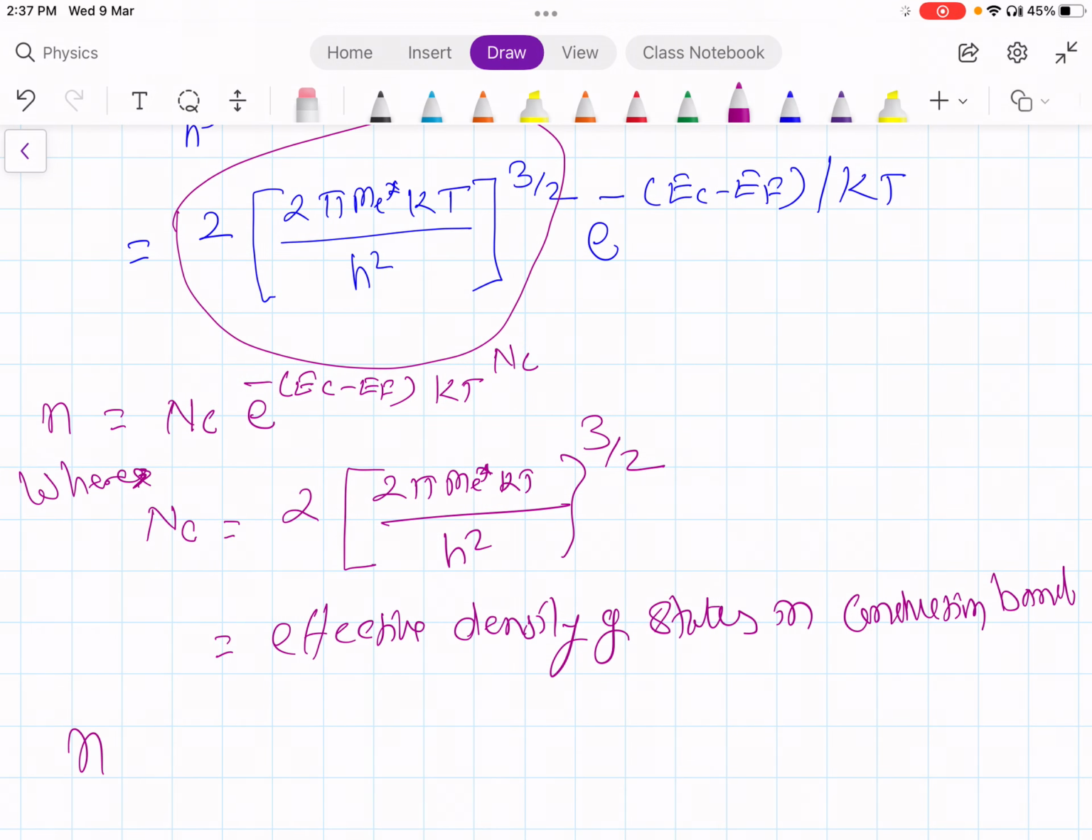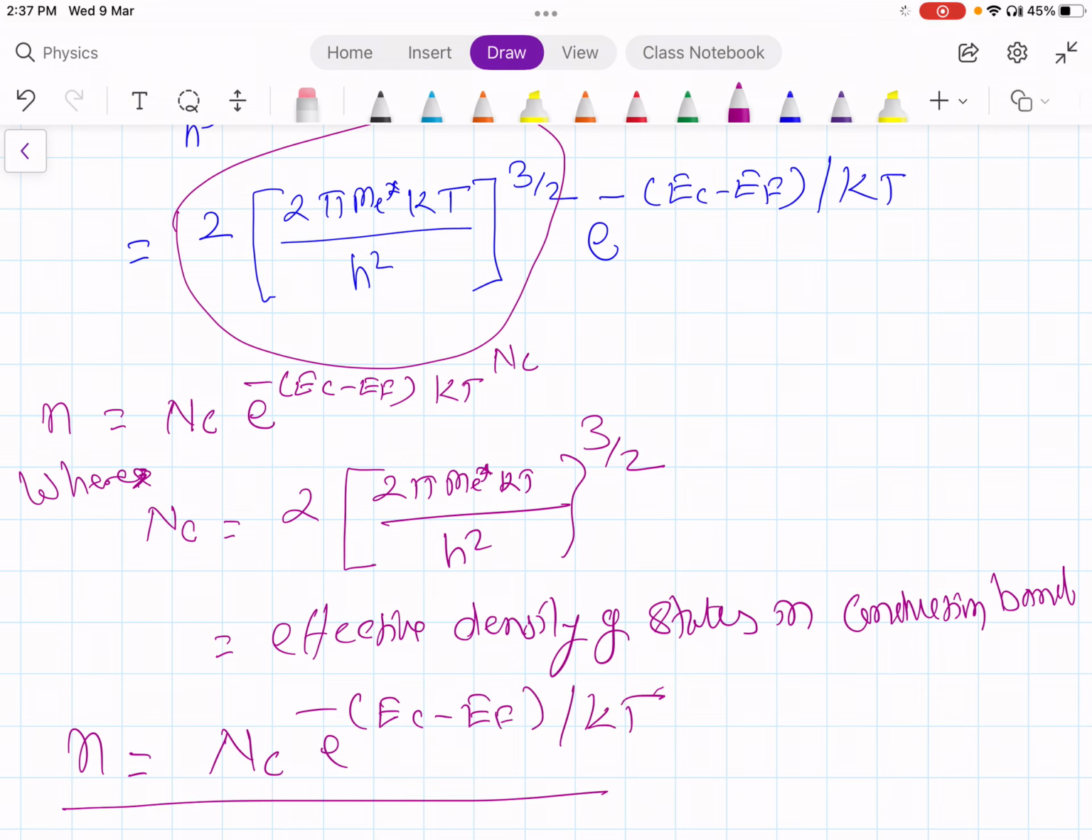And therefore, the number of electrons in the conduction band is given by Nc e raised to minus of (EC minus EF) upon kT. By this formula, we can find the number of electrons in the conduction band.